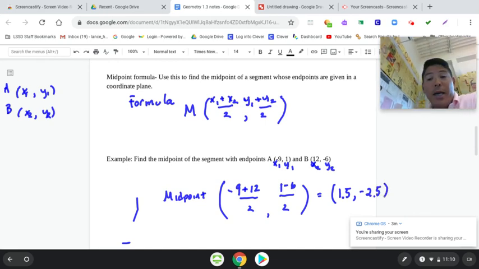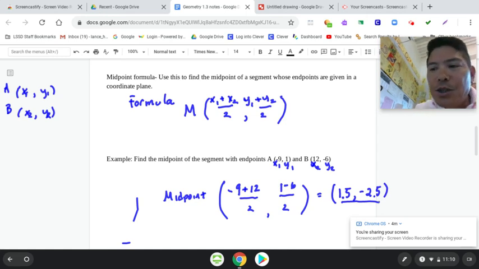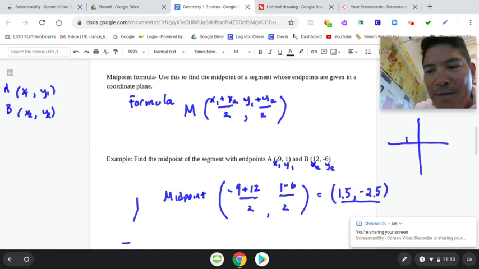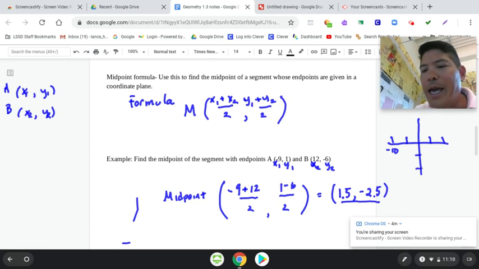If I actually graph those points, again, (-9, 1) is in the second quadrant, (12, -6) is in the fourth quadrant. If I drew my segment between those 2 points, then right smack dab in the middle is (1.5, -2.5). I'm going to just draw a rough sketch of that so you can see. I'm going to go by 5s here. So this would be -10. This is -5 here, 5, 10, and (-9, 1) is roughly right here. And this is a really rough sketch. (12, -6), roughly right here.